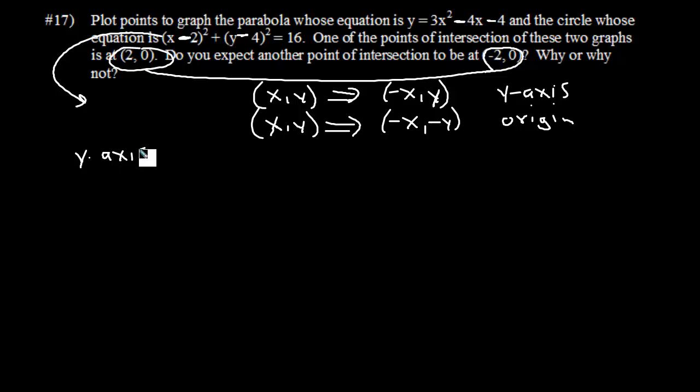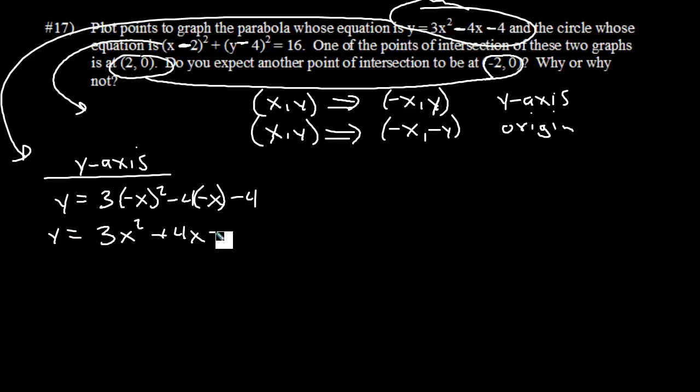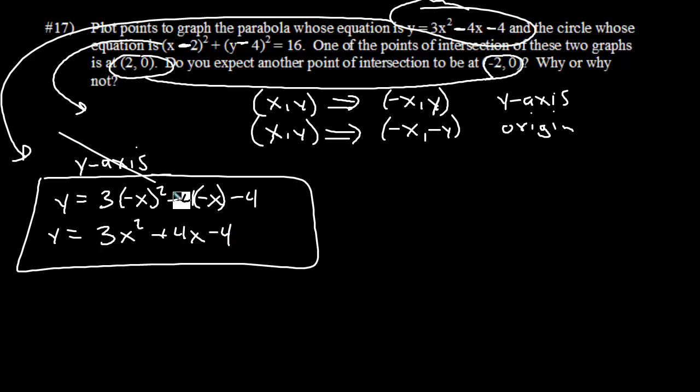Let's check the y-axis. So we got -y, pardon me, we got +y. Right now I'm doing this one here. We got y equals 3 times a -x squared minus 4 times a -x minus 4. It's going to give me 3x squared plus 4x minus 4. Doesn't work. This graph is not symmetric with respect to the y-axis.